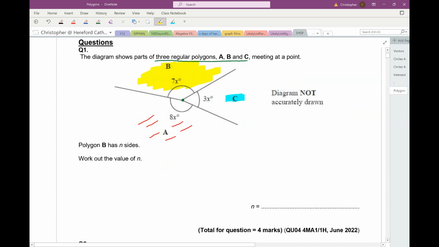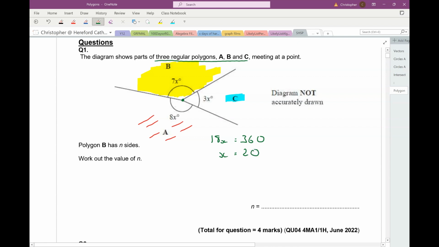I just wonder if I can work out the interior angle here of B. Work out that 7x. It'd be nice to be able to work out what x was. Now I see the whole angle here altogether, from here all the way around to there, is 360. And I also see that that's 18x. So I know that 18x is equal to 360. If I divide both sides by 18, then I know that x is equal to 20.